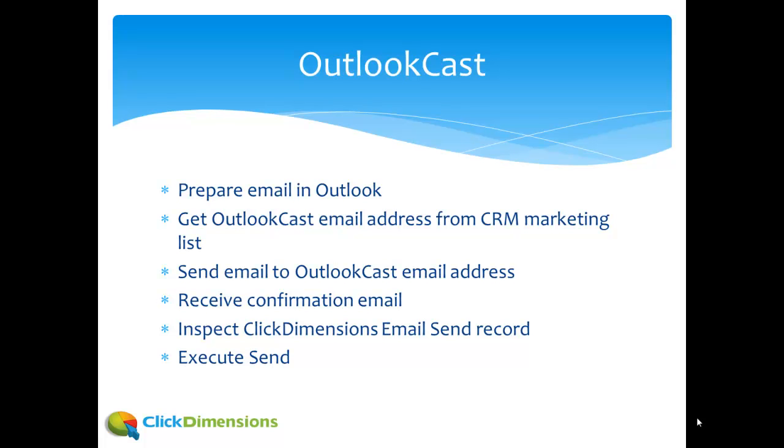Then we'll go into Microsoft CRM and we'll see that on our marketing lists there is an OutlookCast button that will provide us a unique email address for each marketing list. We'll send our Outlook email to that marketing list and we'll receive a confirmation email that will link us to a ClickDimensions email send record that we can inspect and send. It's a very quick and easy process and we'll walk through it right now.